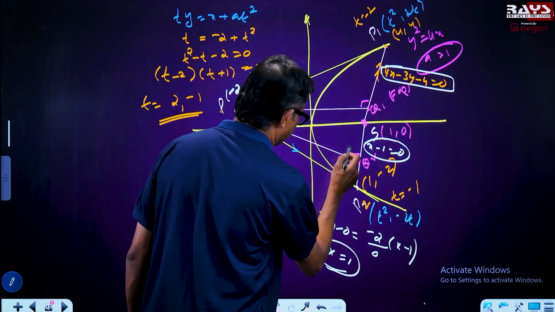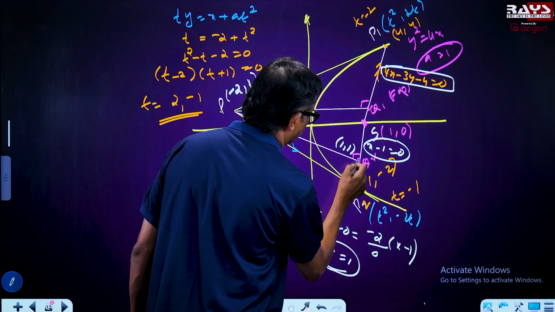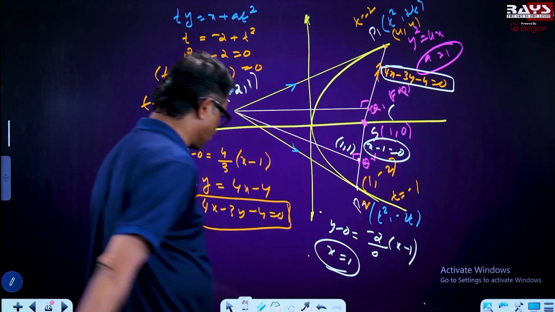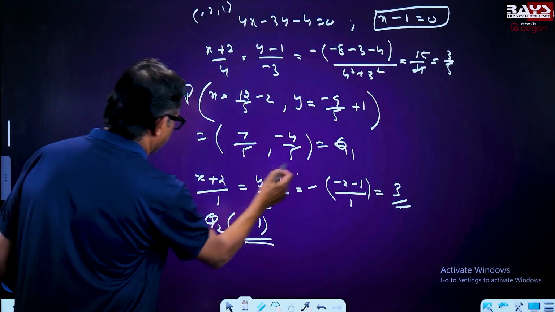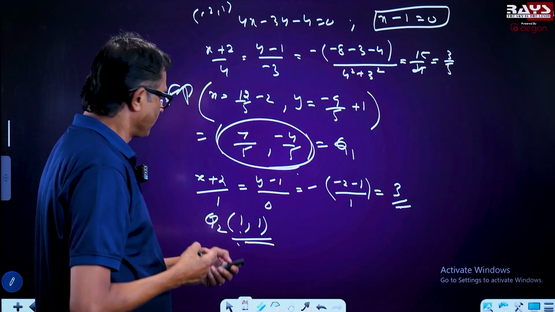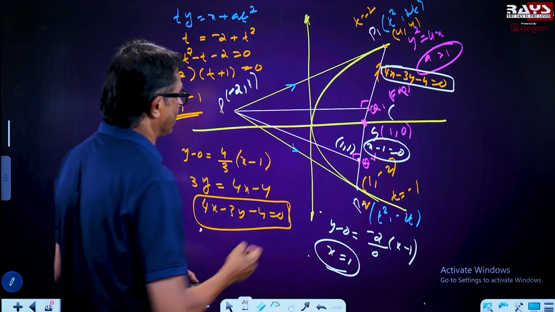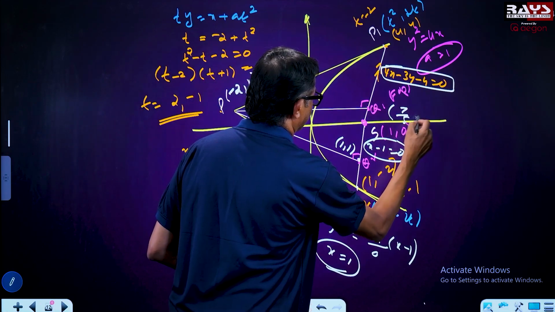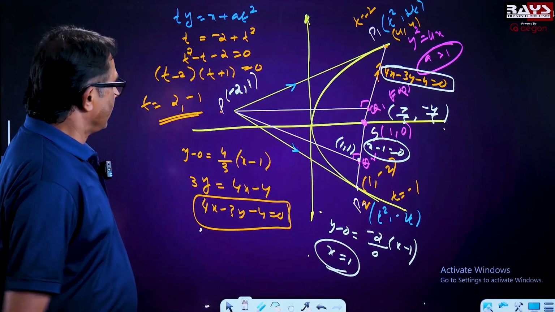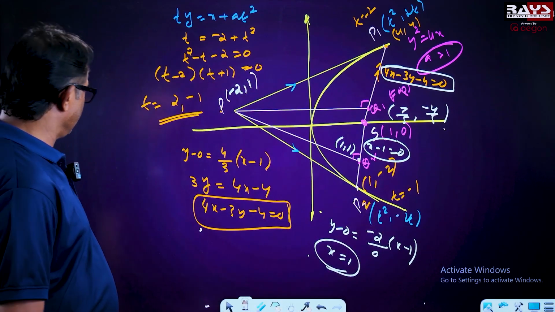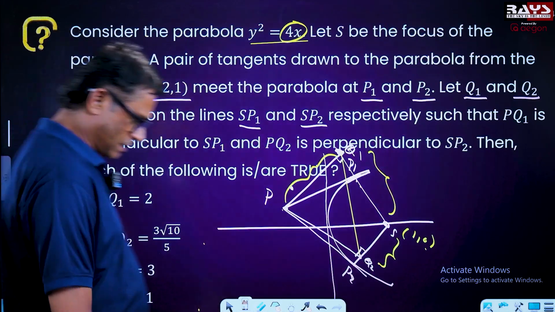So this is the point 1 comma 1, okay, and this is the point 7 by 5, minus 4 by 5. So P1 and P2 we got 7 by 5 comma minus 4 by 5. And S is 1 comma 0. Now let us find out the things one by one.